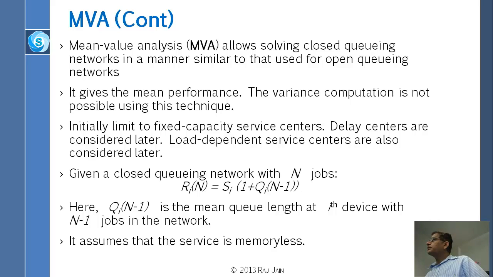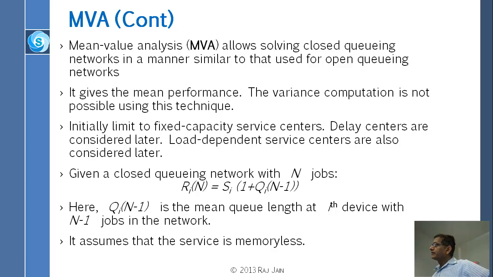So if we know the Q at N minus 1, then we can find out the response time with one more user. The new user comes into this device. It has to wait for the previous jobs to finish, and it has to service itself. And so the total response time, now this is based upon certain assumptions. First assumption is memoryless, we talked about before, right?